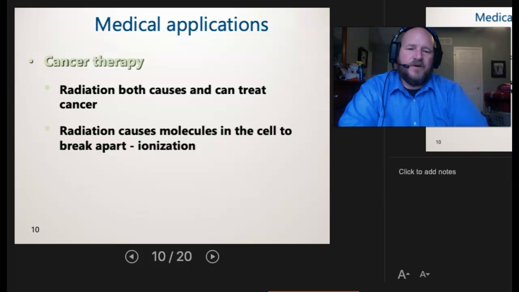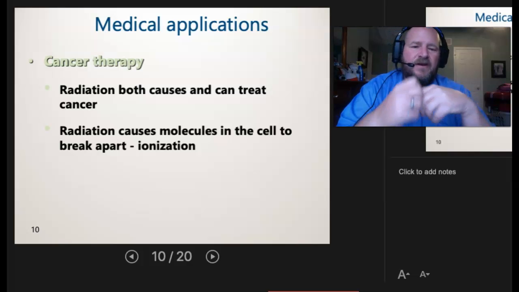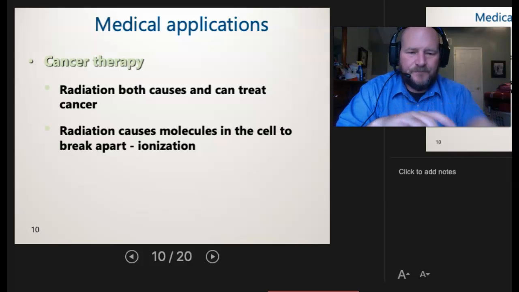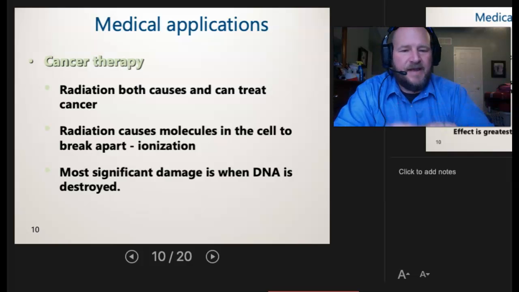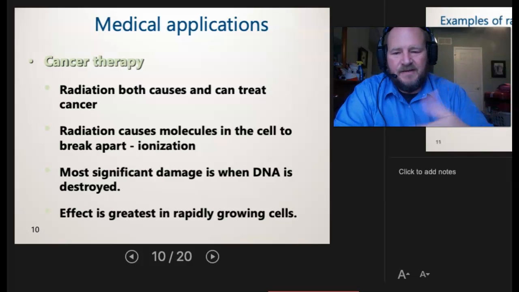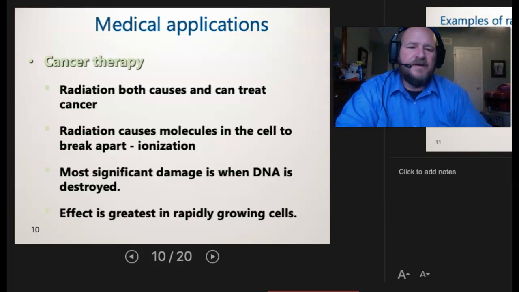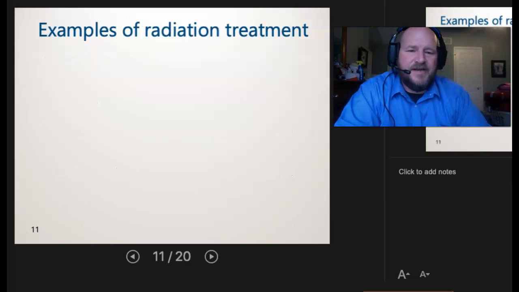So if you think about it, what we're going to do is take cancer cells and smack them with radiation. They're going to then break apart and not be able to reorganize, right? That's the goal. The most significant damage is done when DNA is destroyed. So when we can destroy the DNA of the tumor in this case, then it can't replicate. If it can't replicate, it can't grow. And of course, if it is growing and we can affect those cells, then we can have the greatest effect in the rapidly growing cells. So we can use radiation to treat cancer, just like radiation does cause cancer.